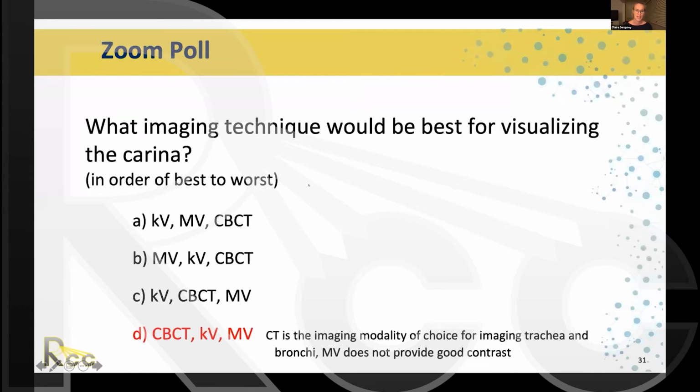Okay, so it was option D. Again, about half of you. Well done. So CT is the imaging modality of choice for imaging the trachea and bronchus. And then obviously KV in itself is really good in general, and the MV doesn't provide good contrast because you've got such thin tissue and a lot of air around it. It's really hard to see in an MV image.